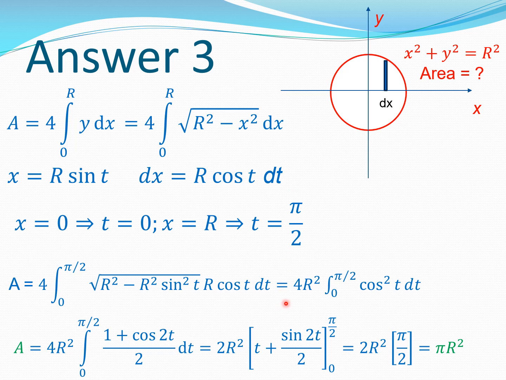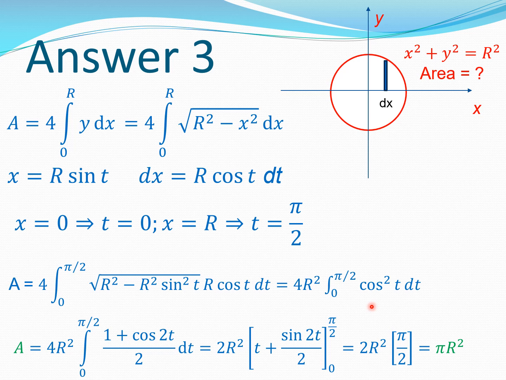Now what I can do is take the r out from here, and I take another r out from here. So I get 4 r square outside this integral, and inside this I simply get cos square t, because root of 1 minus sine square t is cos t, and there is another cos t here. So that gives me this expression.